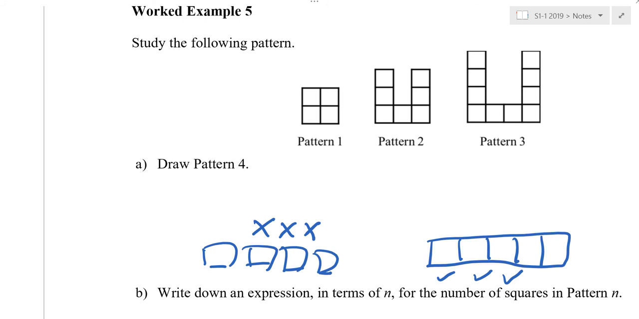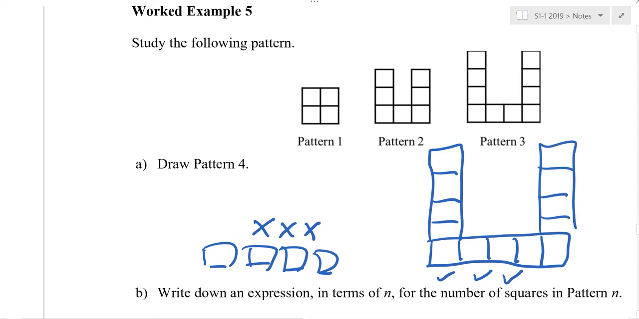So how do I observe? This is pattern 2, this is 2 squares. This is pattern 3, this is 3 squares. So pattern 4 must have 4 squares. So can you draw the pattern now? 1, 2, 3, 4. 1, 2, 3, 4. Can follow? 4 for the second one. Okay, the first one is okay.